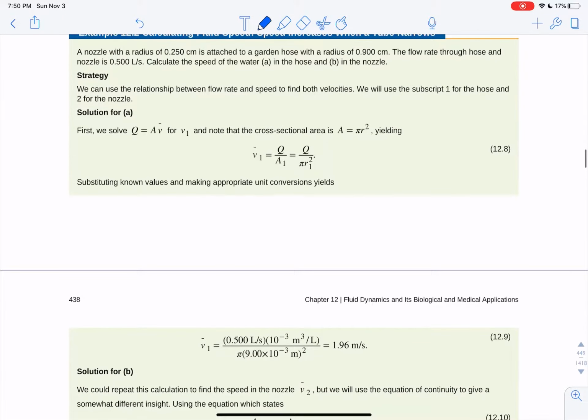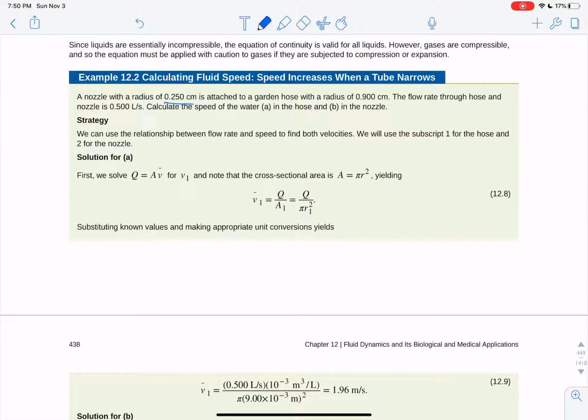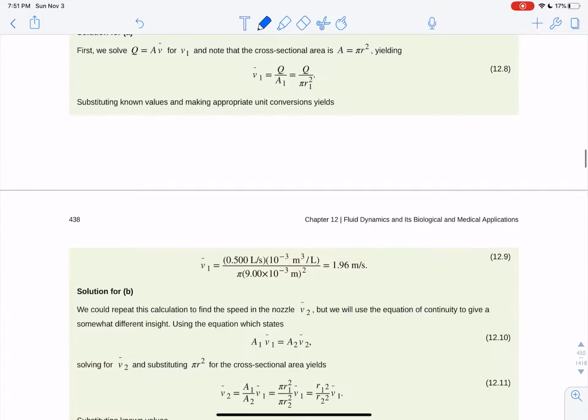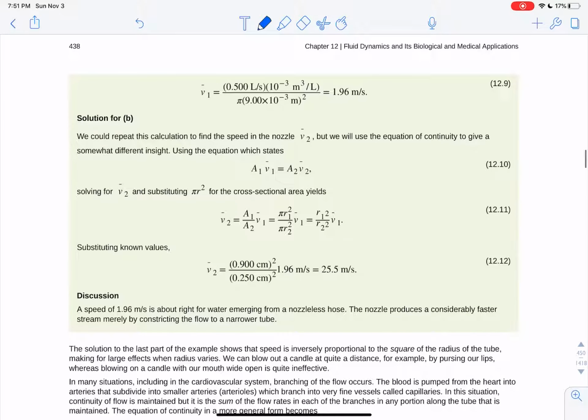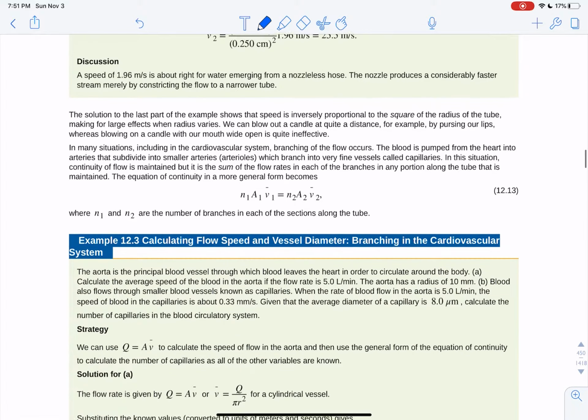Okay, so here you go, a nozzle with this radius attached to a garden hose with that radius, and the flow rate through is this. Calculate the speed of the water in the hose and in the nozzle. So you just solve for the velocities. Since the area is the only thing that's changing, the flow rate is the same in each part of the hose. You get that it's about 2 meters per second in the hose and about 25.5 meters per second coming out of the end. And this is why when you put your thumb on the edge of the hose, it just shoots out.